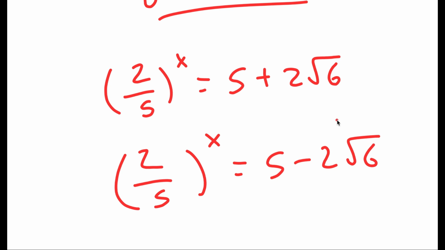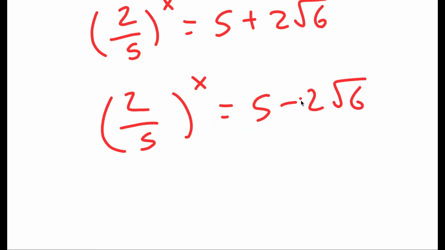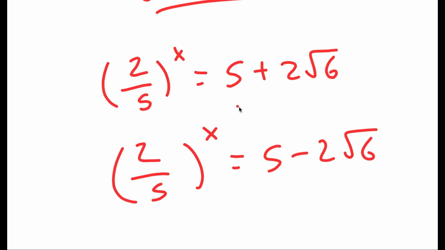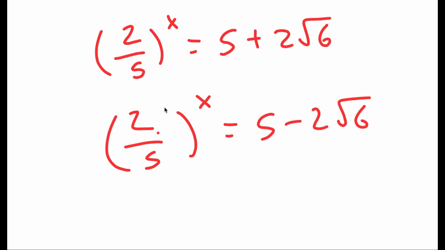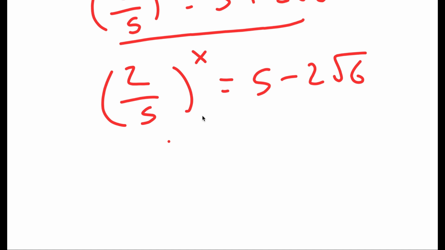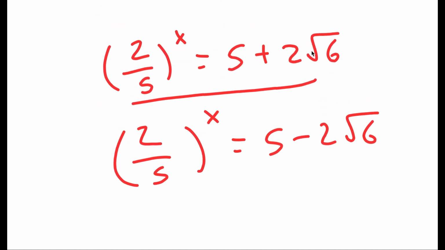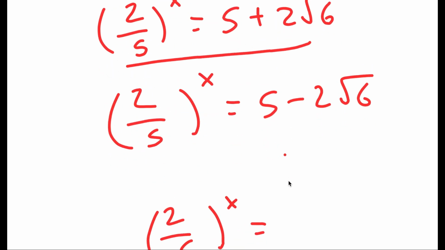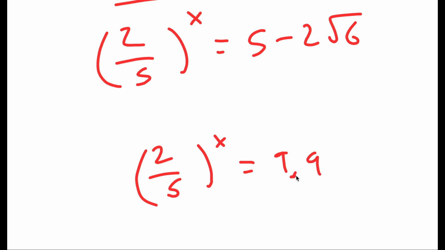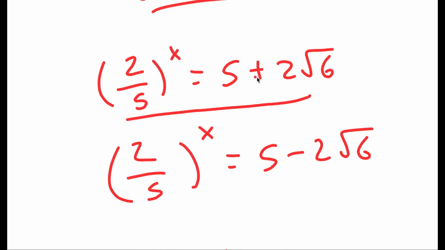So to solve this, I'm going to first start by rewriting 2 root 6. Let's first start with this equation, by the way, as 4.9, because it's roughly equal to 4.9. So I have 2 over 5 to the power of x is equal to 9.9, which is 4.9 plus 5.